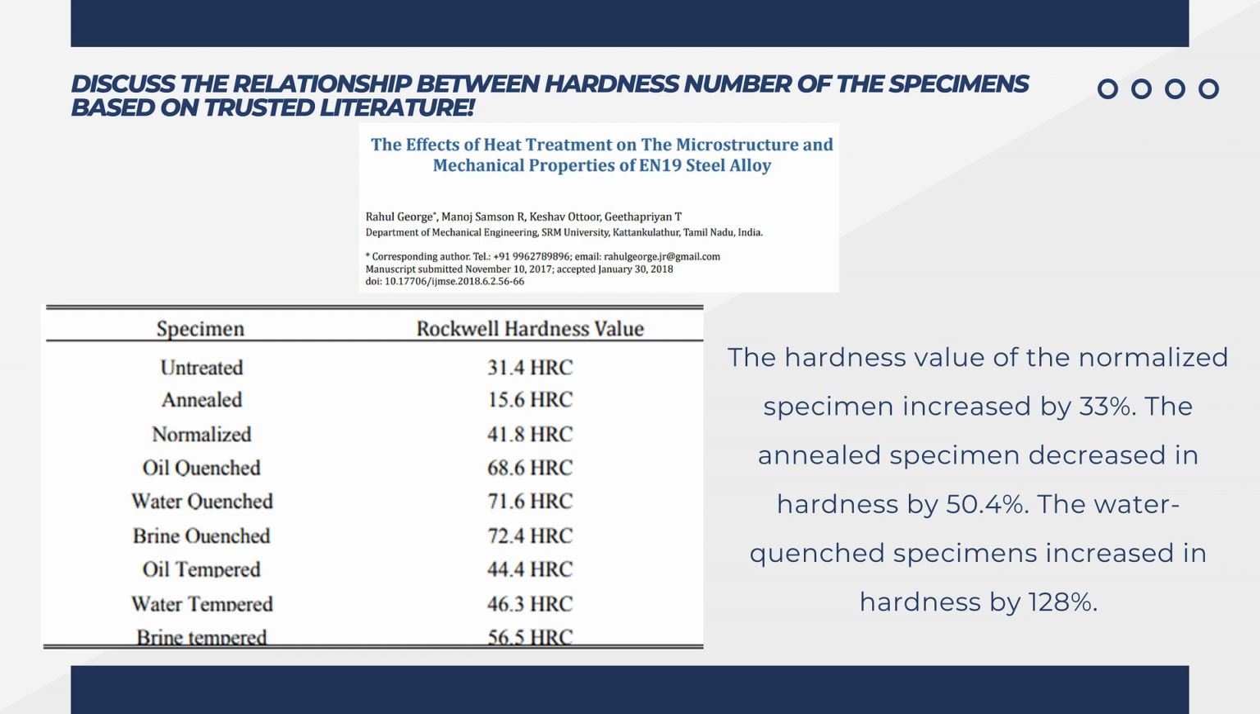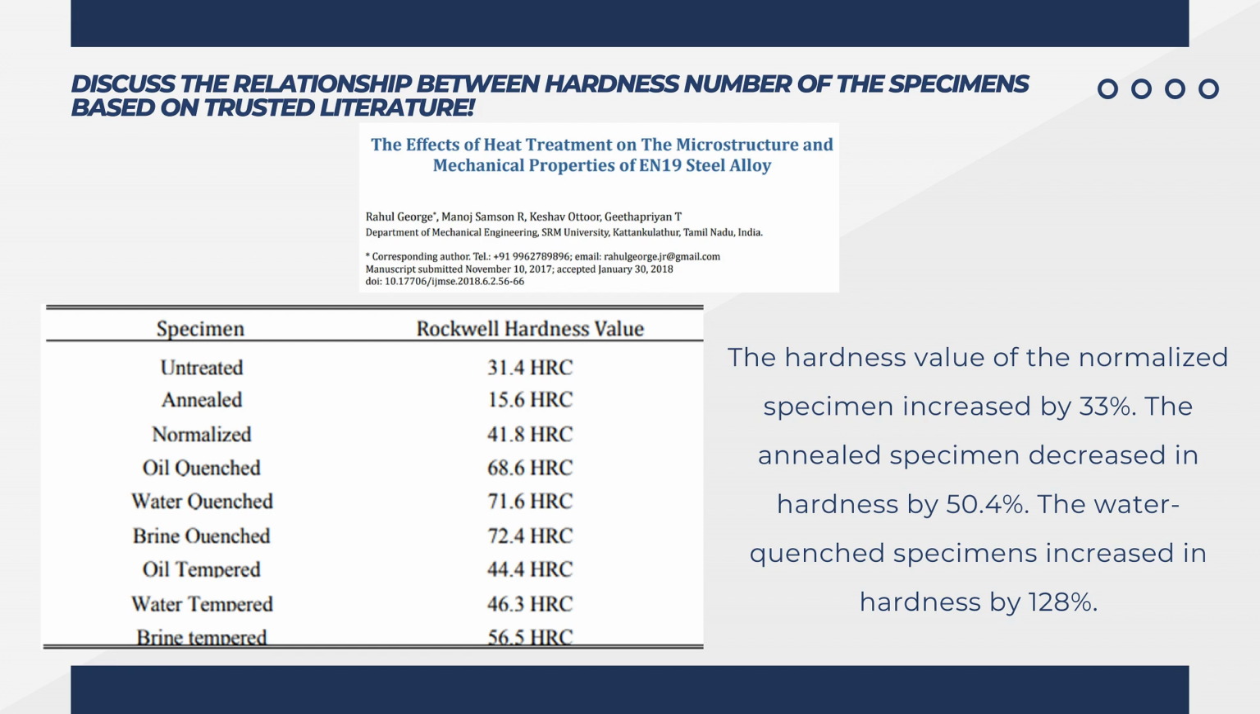So the hardness value of the normalized specimen increased by 33% or around 41.8 HRC. And the specimen which has gone through the annealing process decreased in hardness by 50.4% or around 15.6 HRC. And lastly, the steel specimen which has gone through the water quenching process increased in hardness by 128% or around 71.6 HRC.